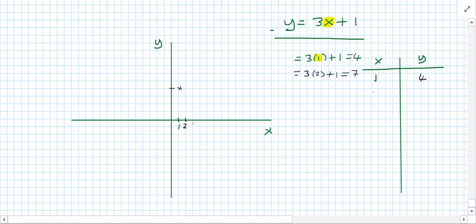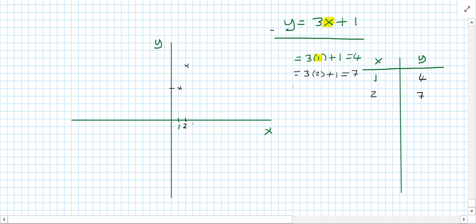So when x is 2, y is equal to 7. So we can see when x is 2, y is equal to 7. So we go up 3 more, 1, 2, 3. So when x is 2, y is 7. Okay, so it's somewhere here.